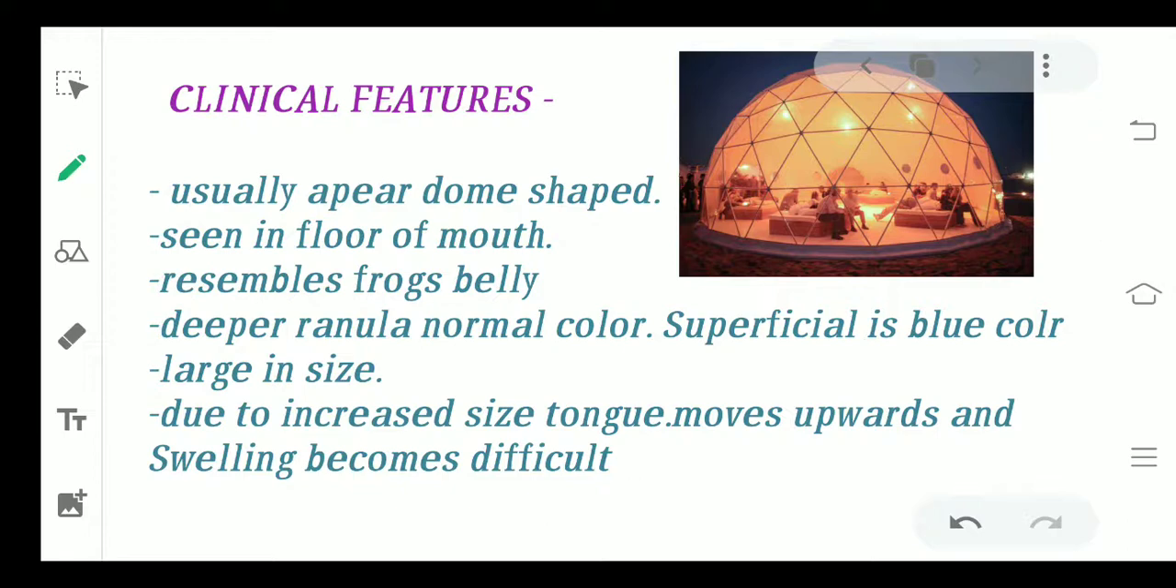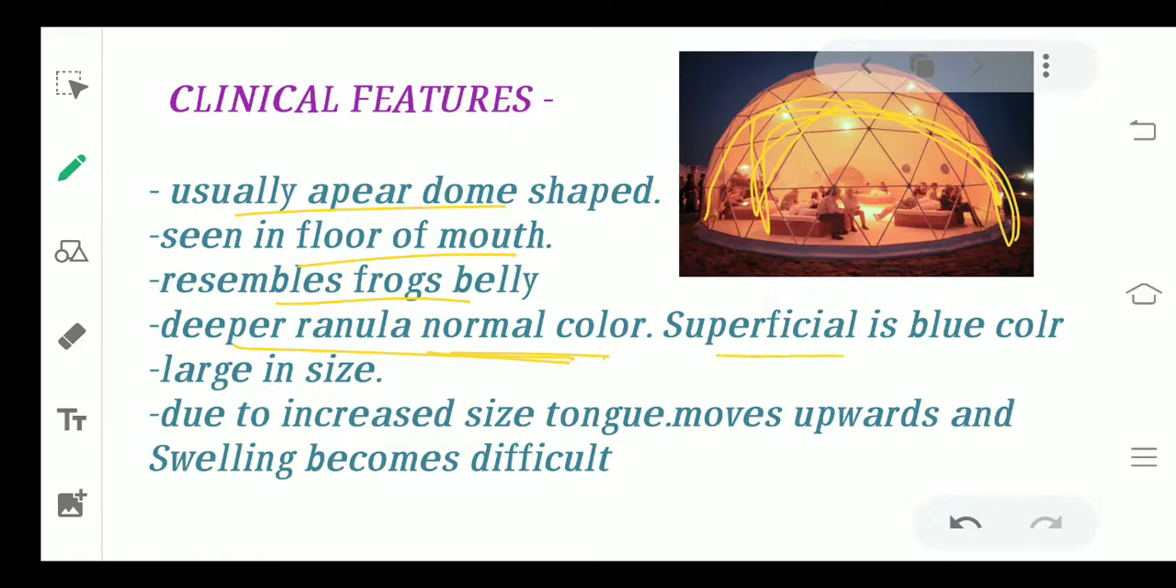Moving ahead to the clinical features, it usually appears dome shaped. So if you don't know, dome shape is somewhat like this. This is a dome shape and this is how it looks. Seen on the floor of the mouth, it resembles the frog's belly as I just made you see in the picture. Deeper ranulas are normal in color because they are going to make their color very much similar to the surrounding tissue. So there will be normal color of the deeper ranula, similar to a mucocele.